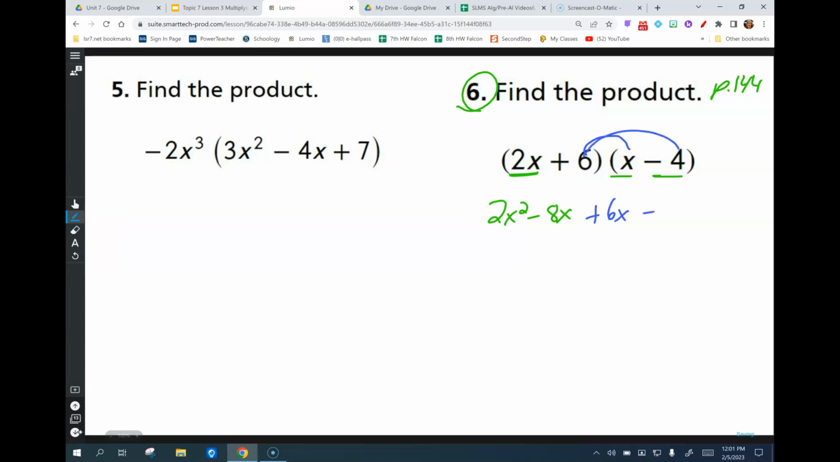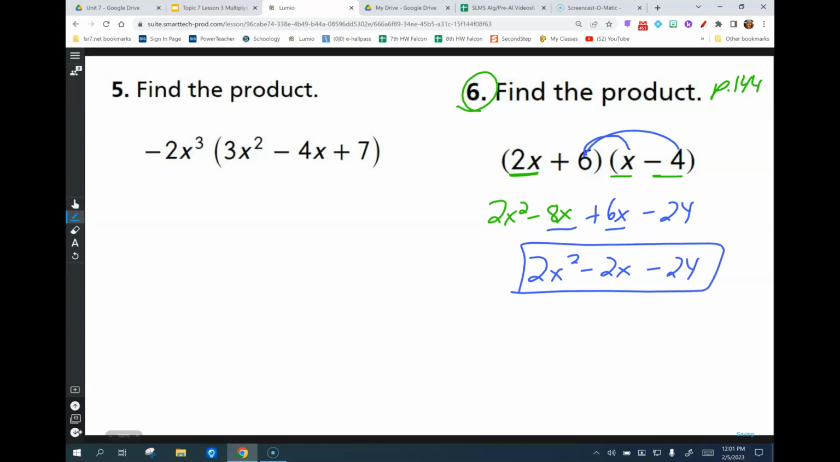And 6 times negative 4 is negative 24. I then combine like terms, and I get 2x squared minus 2x minus 24. No matter which method you chose, that would be your answer. Good. I just wanted us to practice it one more time before we go on to the next thing.